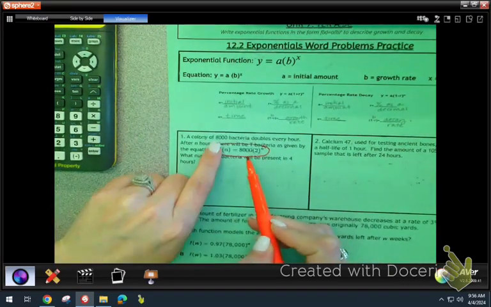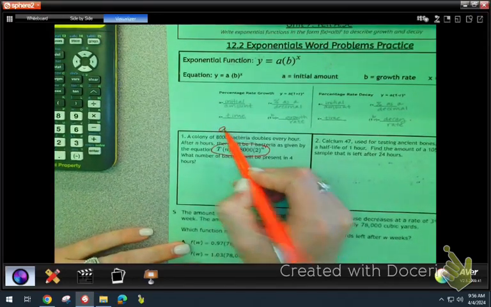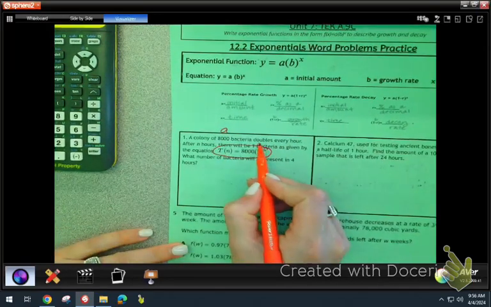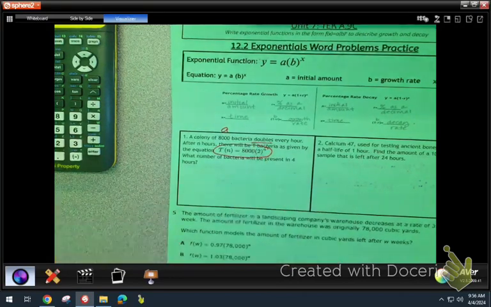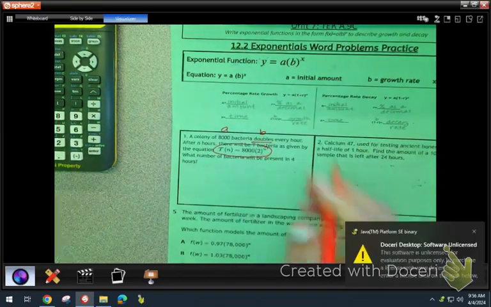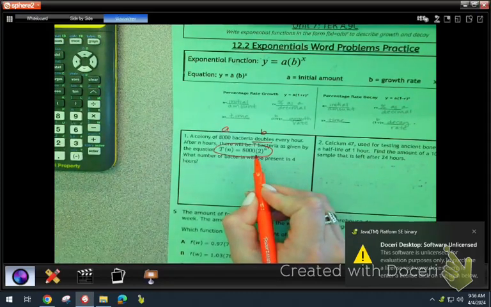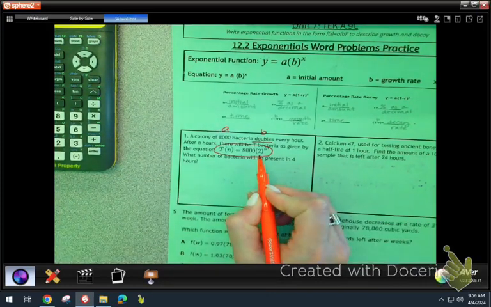Does it make sense though? What's your A value according to the story? How many did you start with? 8,000. So that would be your A. Then it says, what's the pattern? It doubled. No percentage. So I don't have to do 1 plus anything. Doubling means it's multiplying by 2. That's your B value. So that's where they got that. They plugged it in for you. Okay? Cool. They already did it.